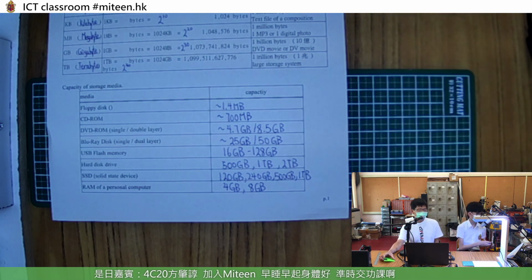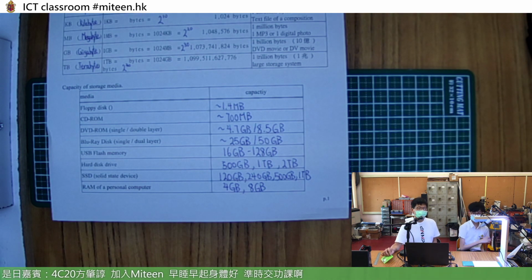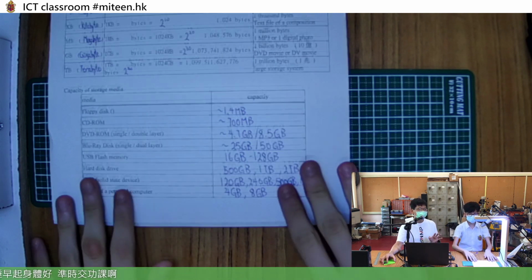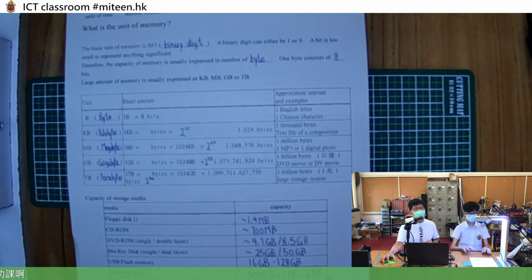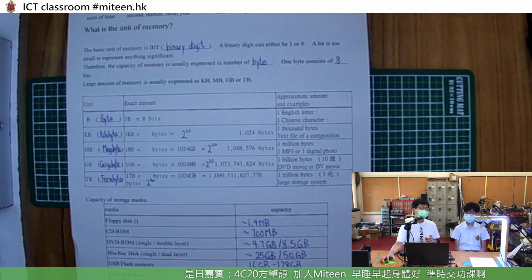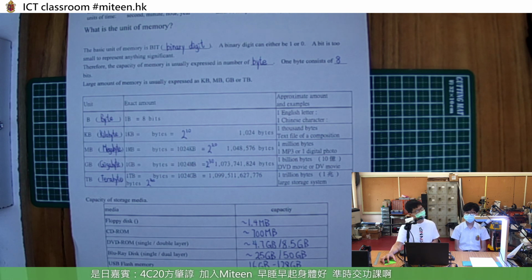At the end, we find that there are four common memory units we used: kilobyte, megabyte, gigabyte, and terabyte. What's the common ratio between these prefixes? It is 1024. That is also equal to 2 to the power of 10.